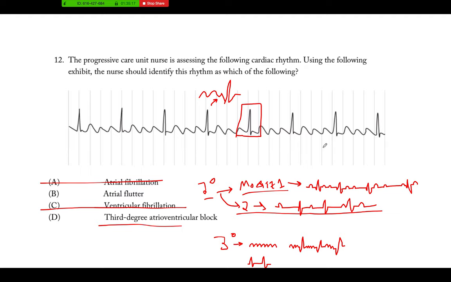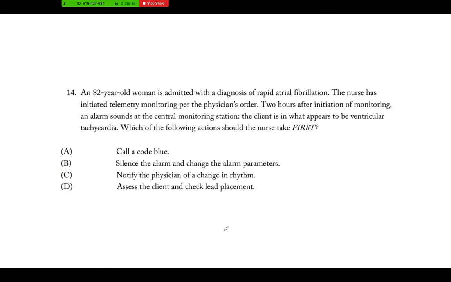Okay, good. A flutter. You're absolutely right. Yep. Looking for the sawtooth pattern, like you told me, there should be a nice regular rhythm. There should be an equal number of P waves in between each QRS complex. These are all the very, very typical things of a flutter. Okay, very good.